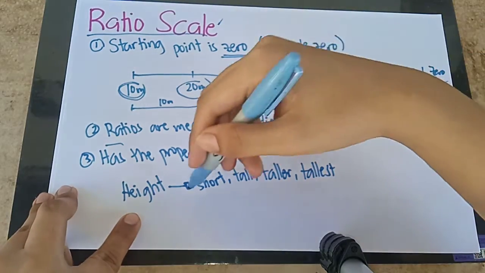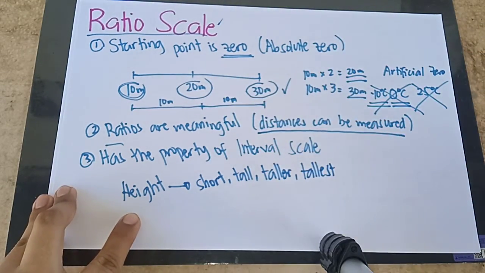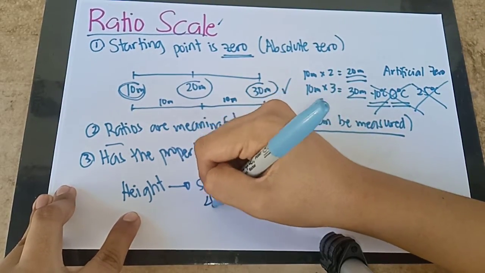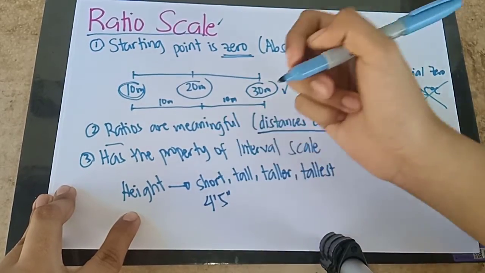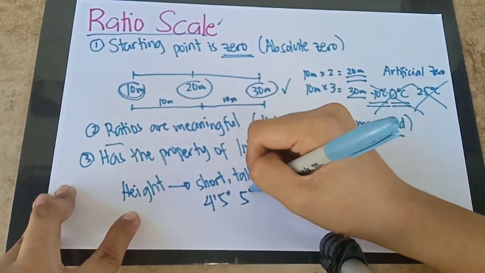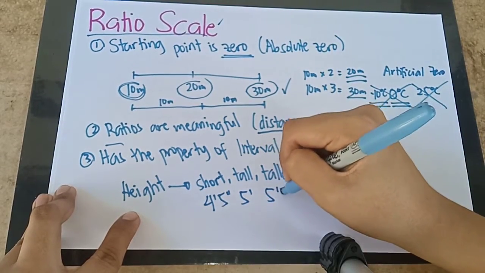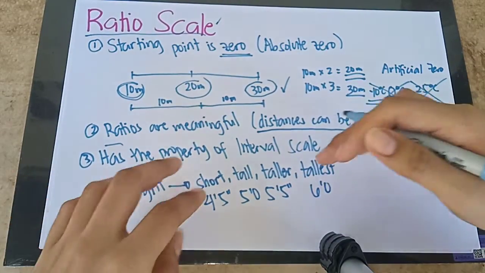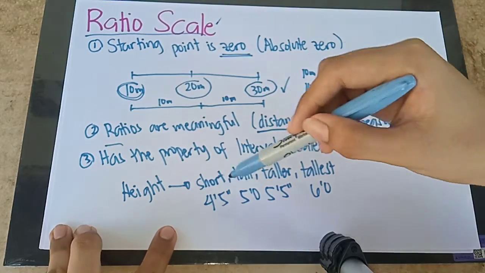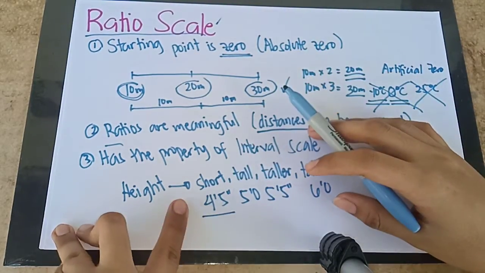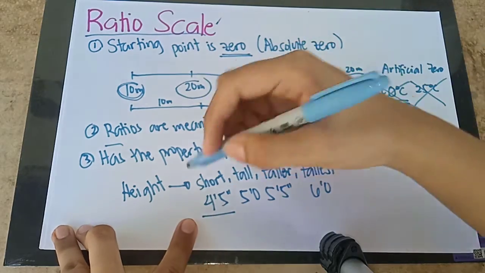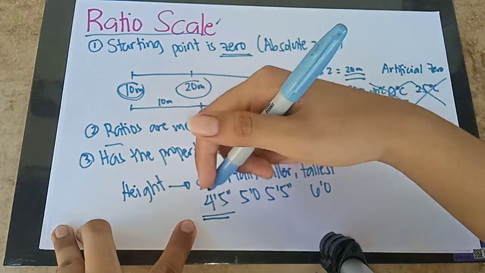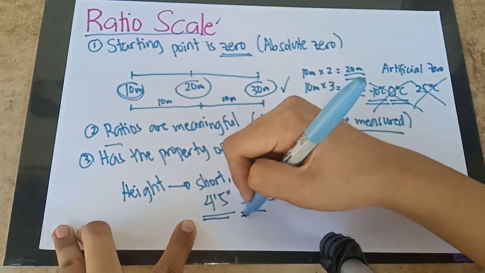Okay, now, using this scale of height, can we derive some possible values? Let's say short, we have 4'5". Then tall we have 5 feet. Then taller we have 5'5". Then tallest we have 6. Okay? So we have this kind of value. Now, can we say that 4'5" has a distance away from 5 feet?